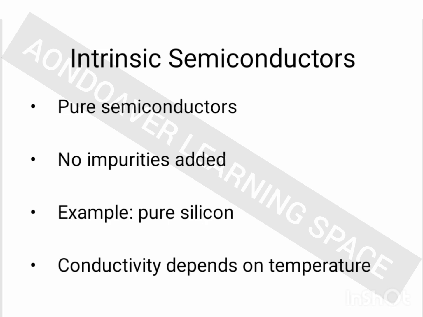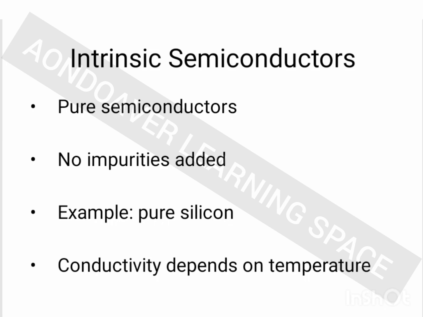Intrinsic semiconductors are pure semiconductors, no impurities added. Example, pure silicon. The conductivity depends on temperature here. Now, these are semiconductors at their purest form, that is when there is no impurity. By impurity here, we mean elements or materials that are not semiconductors, be it metal or non-metal.